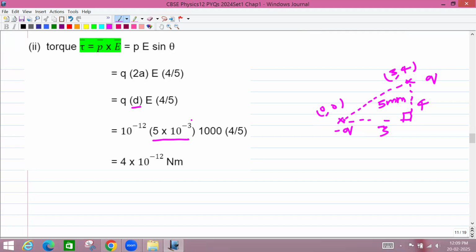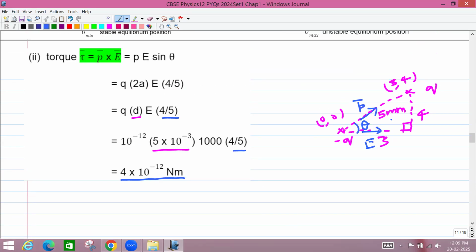And the electric field is given as 1000 in the question. And sine theta, this is the angle between the direction of P. P is from -Q to +Q, and the electric field is along i cap. So the angle between P and E is this angle theta, and sine theta is 4/5, opposite side by hypotenuse. And the electric field value is given in the question as 1000. So using this, we get the value as 4 into 10⁻¹² Newton meter.